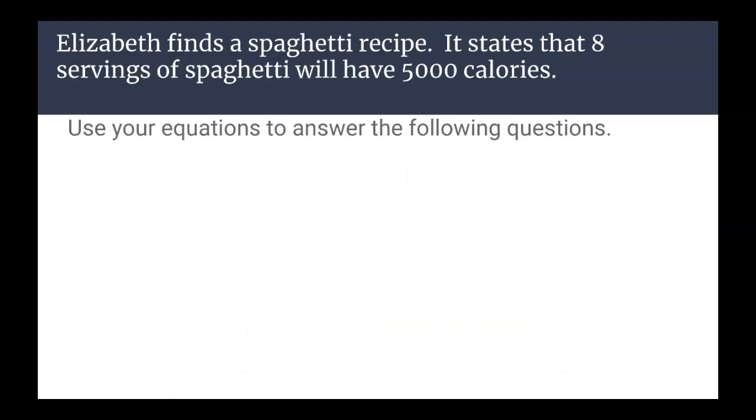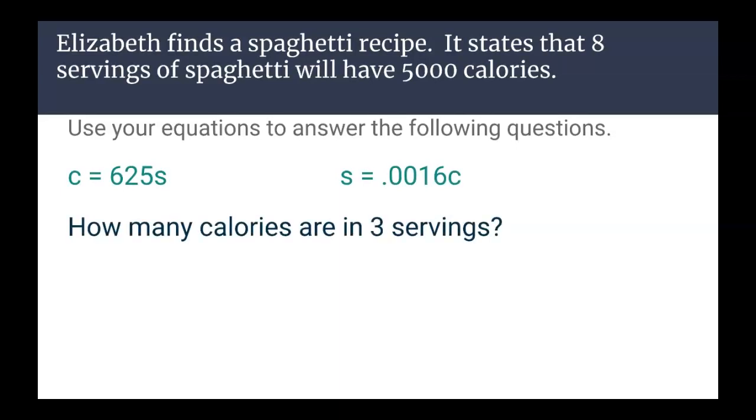We're going to look at the same context, and we're going to answer some questions that you might wonder about. So base either equation, or you could use both and confirm, how many calories would there be in 3 servings? So go ahead and figure that out. You could have solved this by the first equation, just substituting in 3 for S. C equals 625 times 3. Or in the second equation, you could still substitute 3 in for S and solve 3 equals 0.0016 times C.